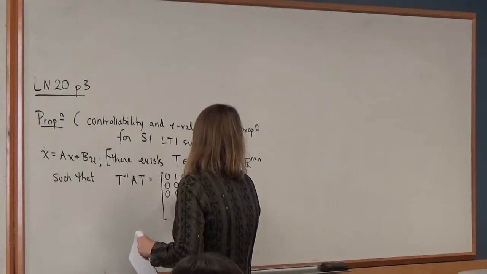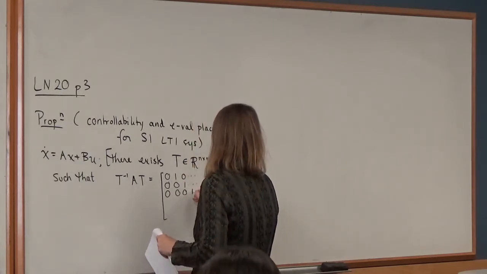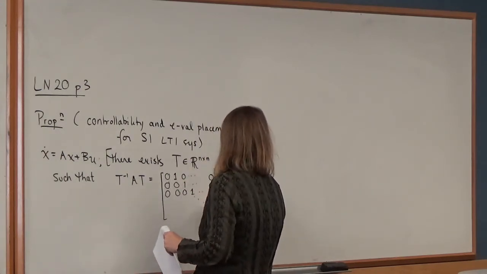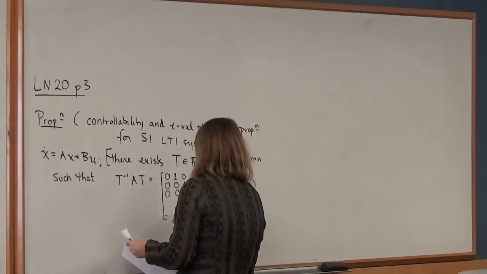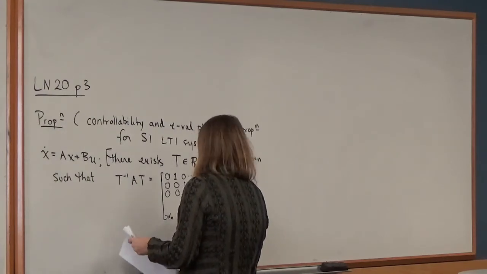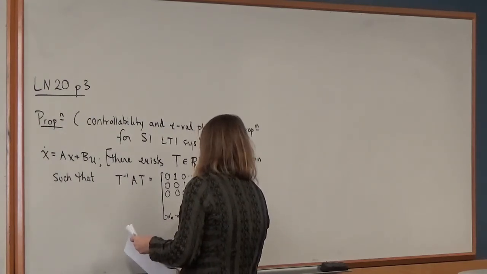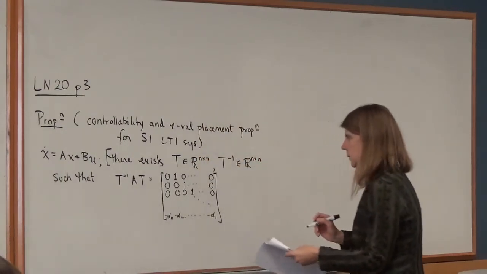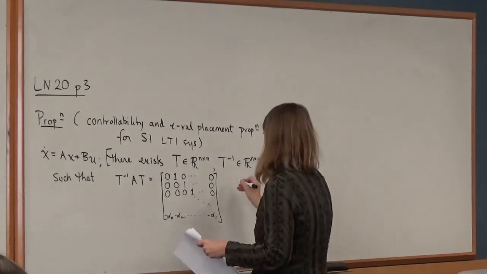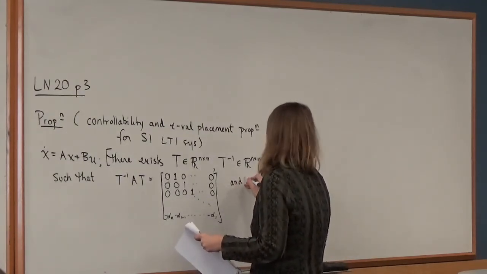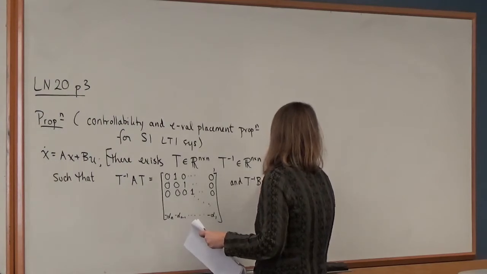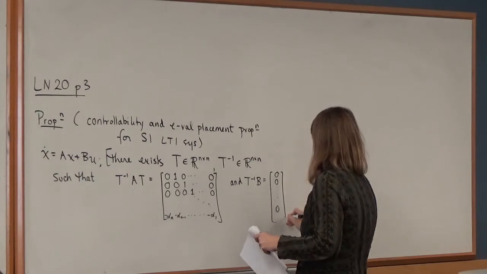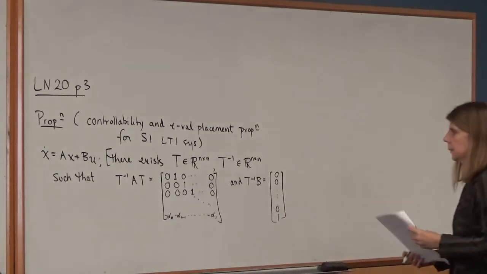It's a matrix where the first n minus 1 rows are all zeros except the superdiagonal, which is 1, and then the bottom row has generally nonzero coefficients, minus alpha n, minus alpha n minus 1, and so on. Those coefficients are very important. I'll come back to them in a minute. Let's just look at B for a second. T inverse B is a vector whose first n minus 1 entries are 0 and the last entry is a 1.